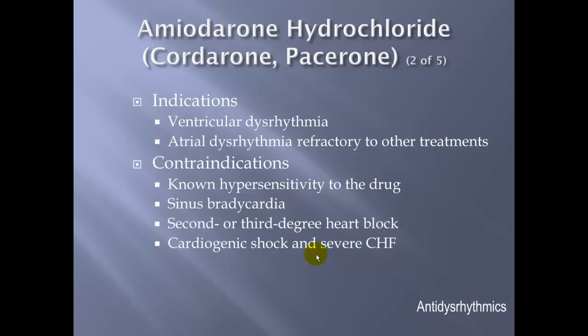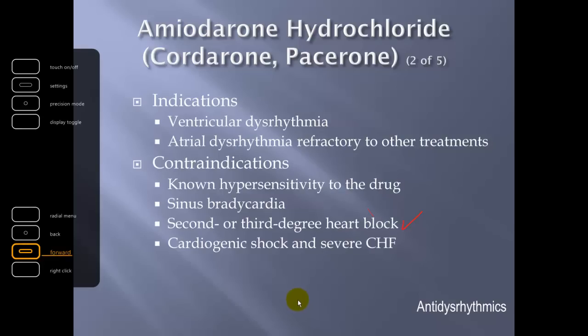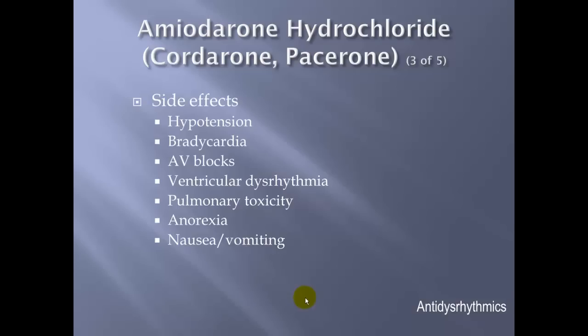Indication: ventricular dysrhythmia, atrial dysrhythmia refractory to other treatments. Contraindications: known hypersensitivity to the drug, any kind of sinus bradycardia, any kind of high degree heart block, second or third degree heart block, cardiogenic shock, and severe congestive heart failure. Side effects: hypotension, bradycardia, AV blocks, ventricular dysrhythmias, pulmonary toxicity is a possibility with administration of amiodarone, anorexia, and nausea and vomiting.